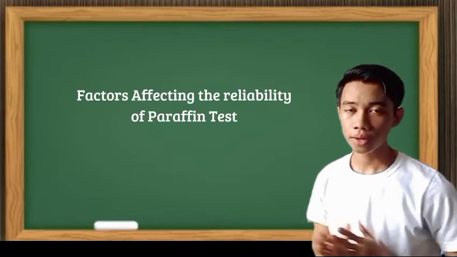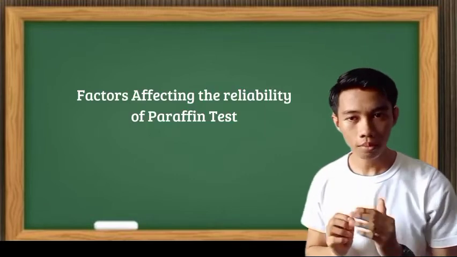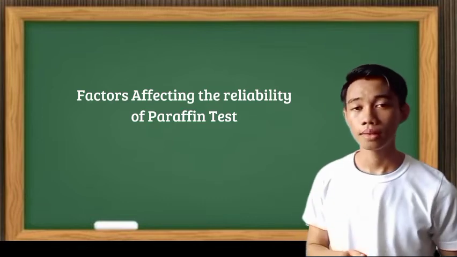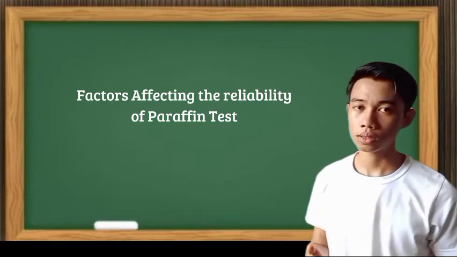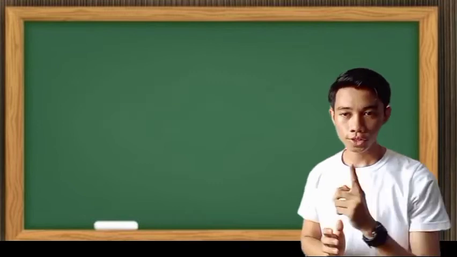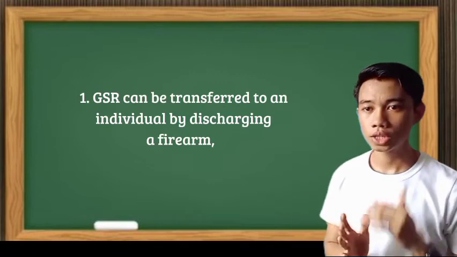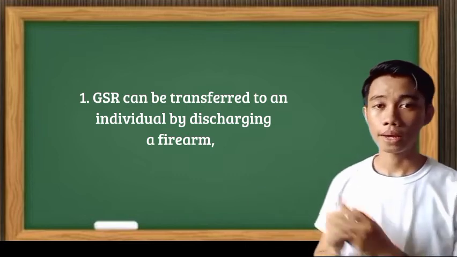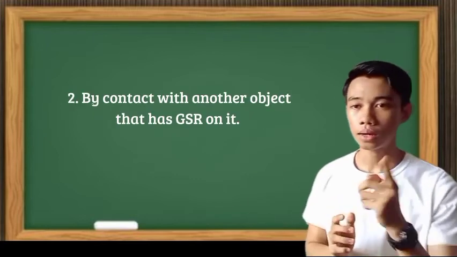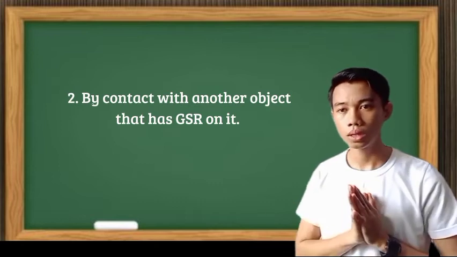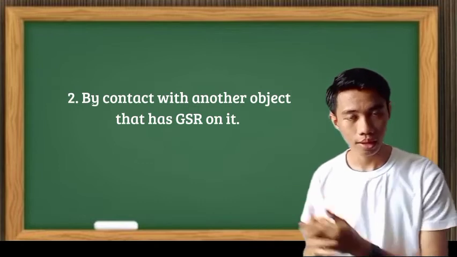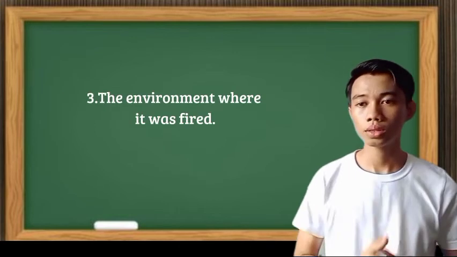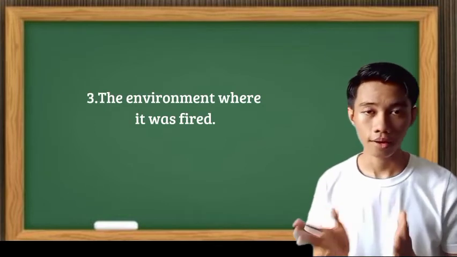So what are the factors affecting the reliability of the paraffin test? So the factors that can affect the reliability of this test are as follows. First is the GSR or the gunshot residue that can be transferred to an individual by discharging the firearm. Second is by contact with another object that has a gunshot residue on it. The third one is the environment where it was fired.